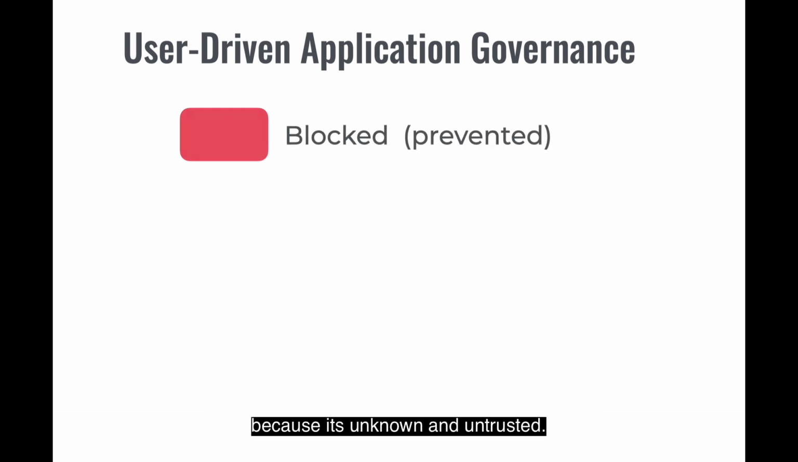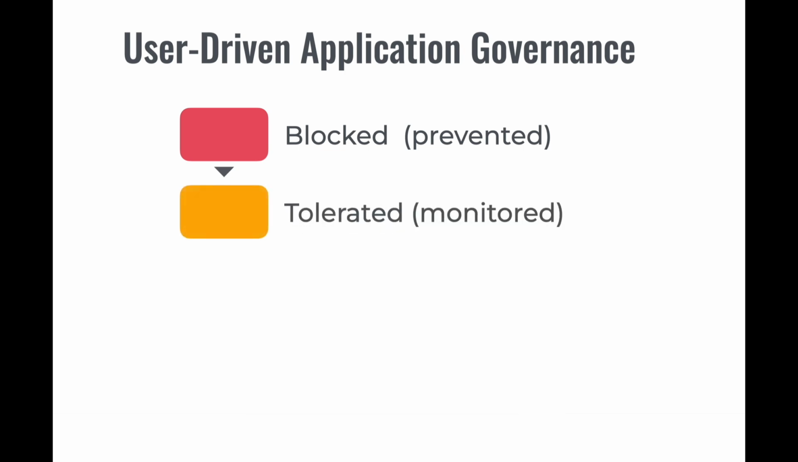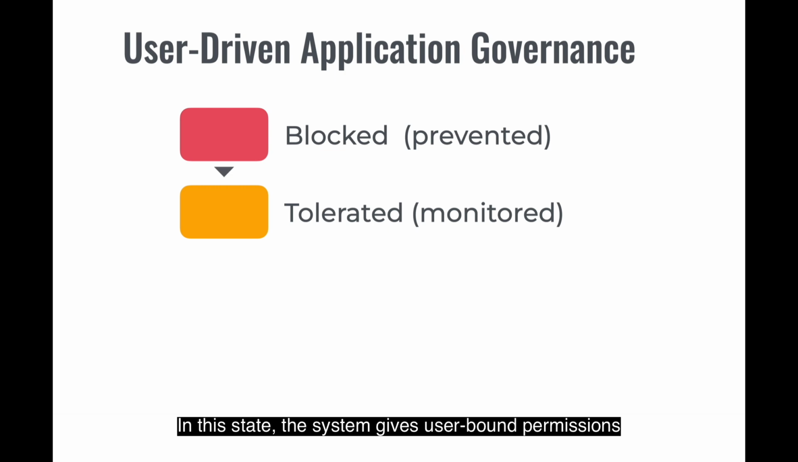An app starts its lifecycle as blocked by default because it's unknown and untrusted. Users and admins vote on apps to change their score. When an app reaches a certain score, called a threshold, it changes its status. At the first threshold, the status changes from untrusted to tolerated. In this state, the system gives user-bound permissions to any user who votes for the app. The spread of the app is clearly monitored with an audit trail. For all other users, it remains blocked.